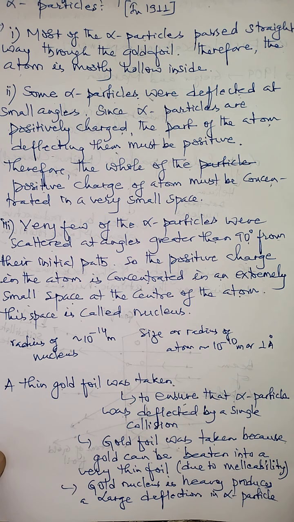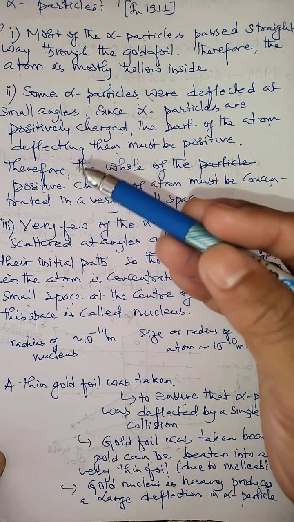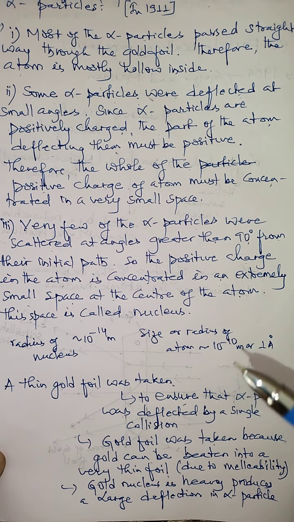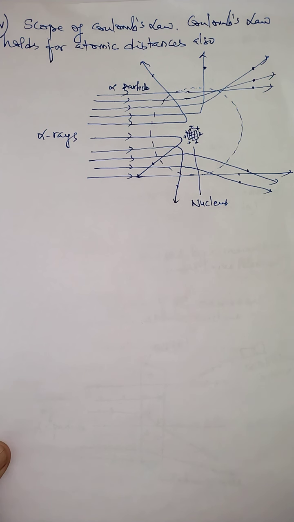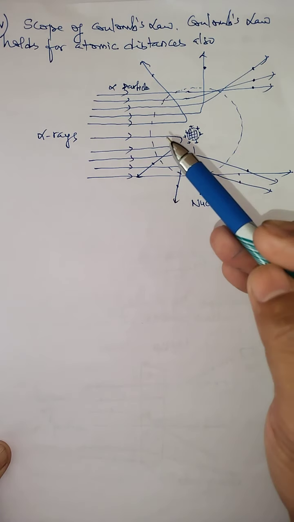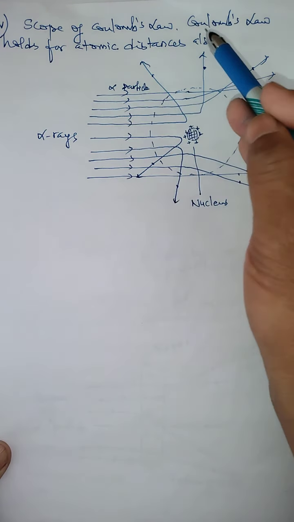Now there are 2 more observations that I want to add regarding this experiment, observed by Rutherford, and the conclusion which was made by Rutherford. The fourth experimental observation and explanation made by Rutherford is actually the scope of Coulomb's law. Coulomb's law is the law which measures the force of attraction or repulsion between 2 charges, usually called point charges. That means charges can have attraction or repulsion. But from this experiment we understand that Coulomb's law also holds for atomic distances.